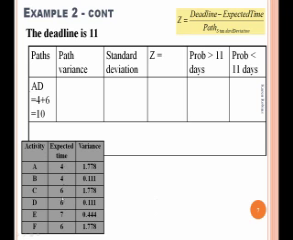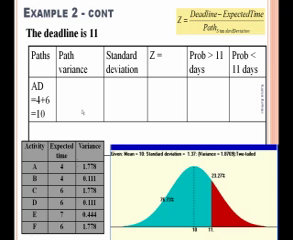AD is 4 plus 6, from 4 here and 6 here. That's the expected time. The path variance is taken from the table earlier, where we have A is 1.778 and D is 0.111. So we have 1.78 plus 0.111. The standard deviation is the square root of the variance. So we now need to go back to the standard deviation. And the square root of 1.89 is 1.37.